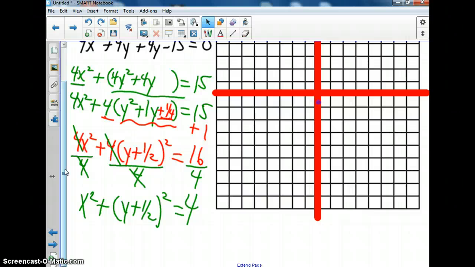Okay, but what's it going to be here? Negative a half. So the center's at 0, comma, negative a half. That's right. There you go. Got it. Okay, now what's the radius going to be? The radius is going to be 2. See, the square root of 4 is 2, so the radius is 2. There you go. You got it.